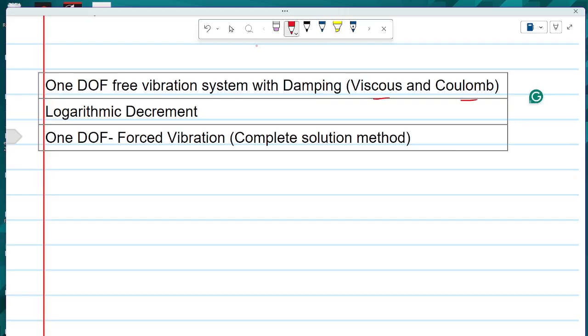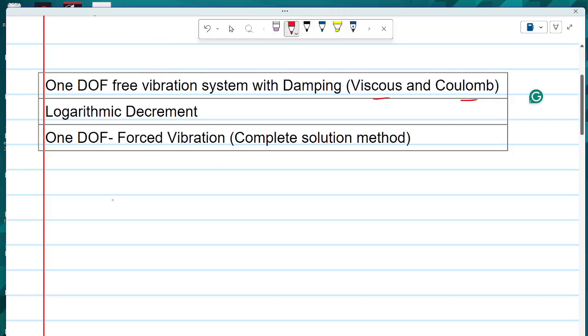This is what we call logarithmic decrement. Let's say you have a vibration of a system going on. Because of damping it will reduce slowly, and after some time it will come to rest. This decrement is called the logarithmic decrement, and we will see how we can quantify this decrement in the vibrating system.